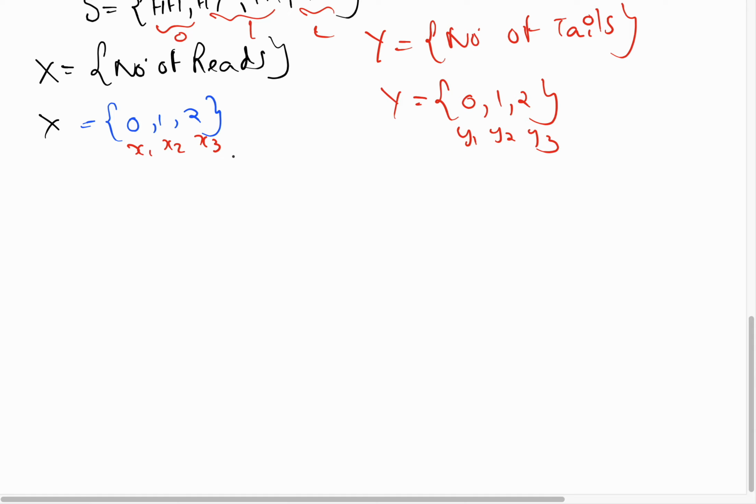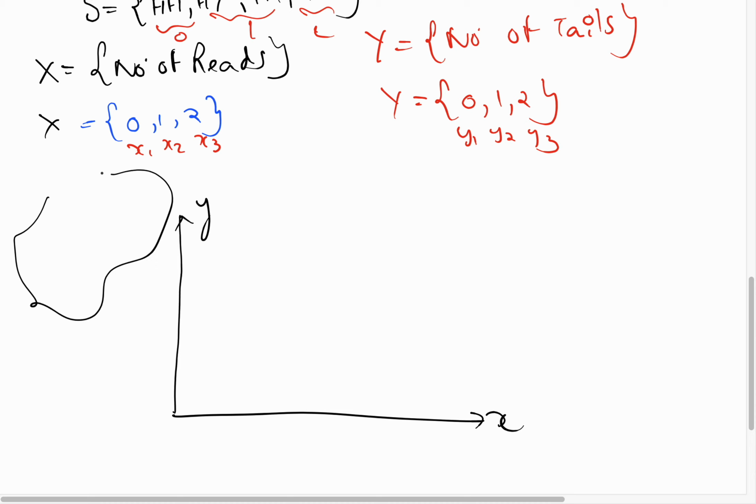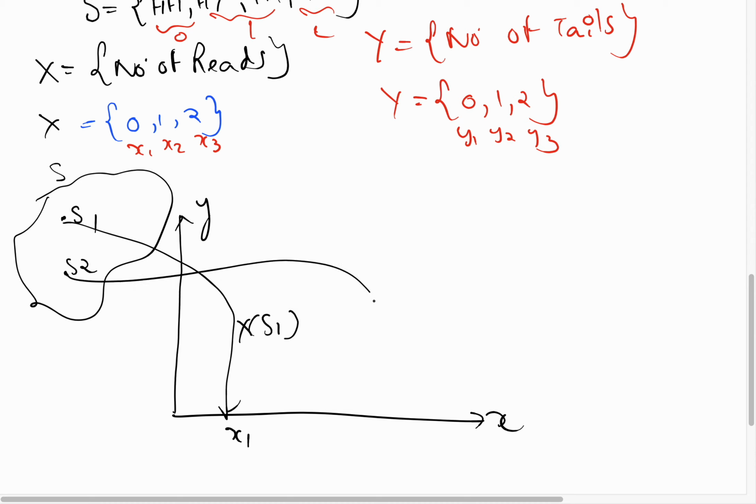Let us try to plot whatever we have shown here in a simple xy plane. This is my x axis, this is my y axis, and this is my sample space S. Let S1 be a value and S2 be a value. The mapping of S1 to x1 is X of S1, and the mapping of S2 here is X of S2.